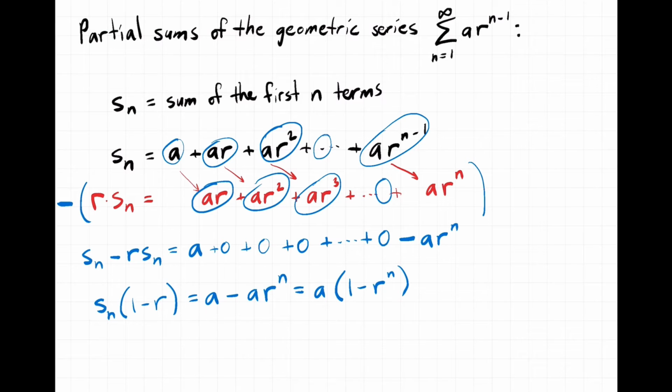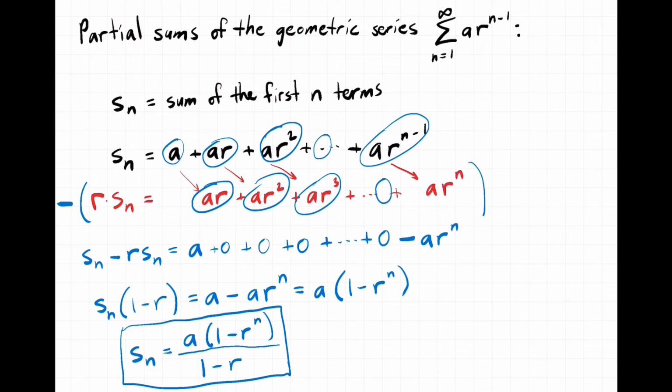Now, if I want to solve for that partial sum, solve for that Sn, I'm going to get Sn equals, I'll just divide by 1 minus r. So I'm going to have a times (1 minus r to the n) over 1 minus r. And that is my nth partial sum. This is a closed-form formula for the nth partial sum.